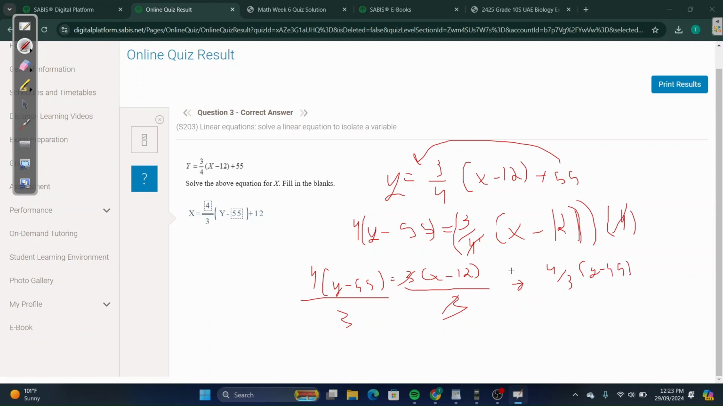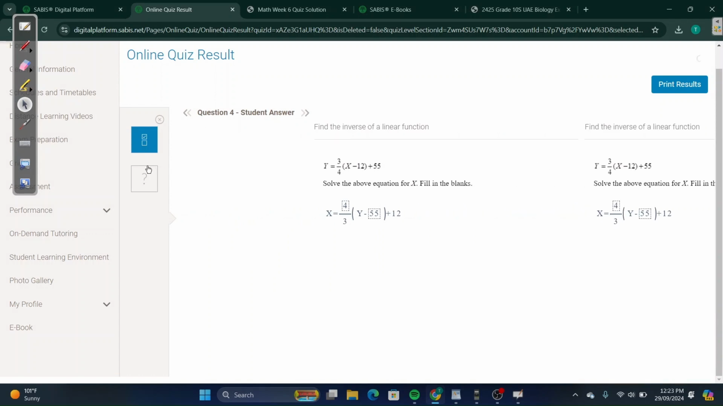equals x minus 12. Now, notice x minus 12 isn't alone. You want to isolate x, as I said, for the past 2 steps. So you want to take the 12 to the other side. So this would be your final answer. x equals 4 over 3 times y minus 55, again plus 12, because we took the 12 to the other side. So plus 12. This is your final answer. Let me just check 4 over 3, y minus 55 plus 12. Yep, okay.